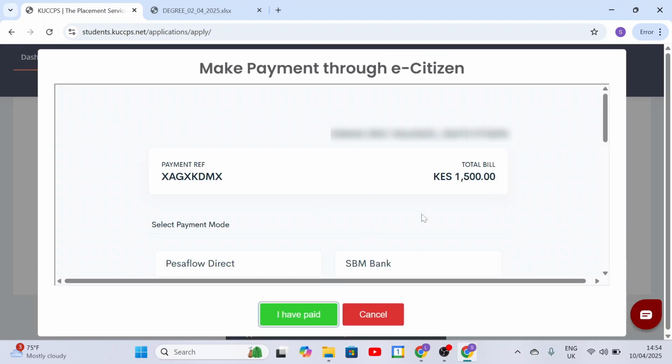So they will now tell me to make payment through e-citizen. Now this is where things become very tough. The most important thing to note here is this payment reference number. This is what you'll be using moving forward. Once KUCCPS tells you, because I will not be able to make this payment for personal reasons, if you can, screenshot this payment reference and send it to as many people as you can, and keep it well, because this payment reference is what you'll be using even in your revision.